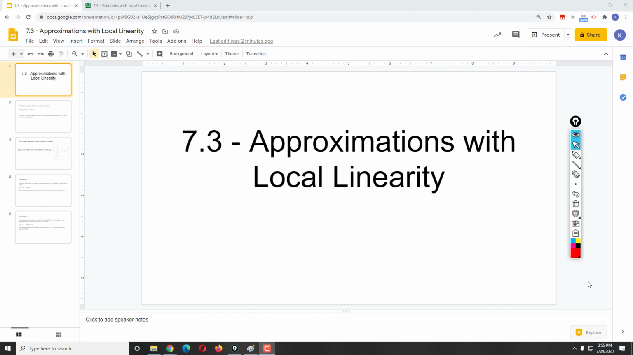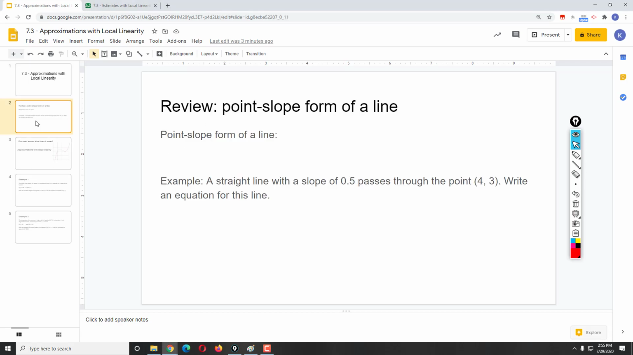Welcome to Unit 7, Lesson 3, Approximations with Local Linearity. To understand this lesson, first we have to review the point-slope form of a line.